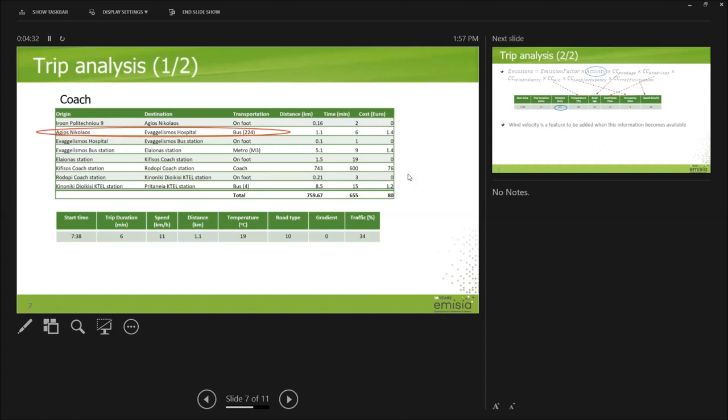Now we will focus only on one segment of the trip, the one that is highlighted here, as you can see. For this segment, we have some parameters: the starting time, the trip duration, the speed, the distance, the temperature, the road type, the gradient, and the traffic. And so how do all these parameters translate to something that is useful for us and that corresponds to an emission factor that we want to calculate?